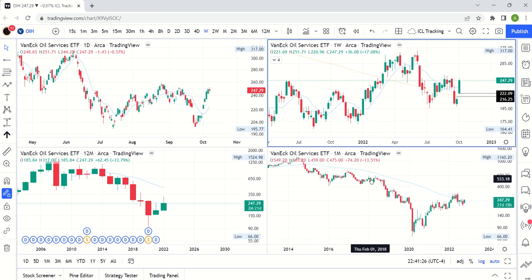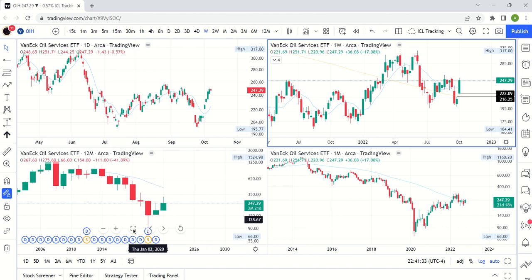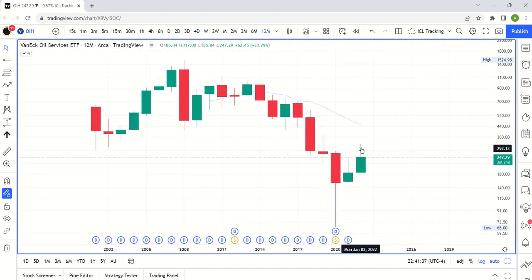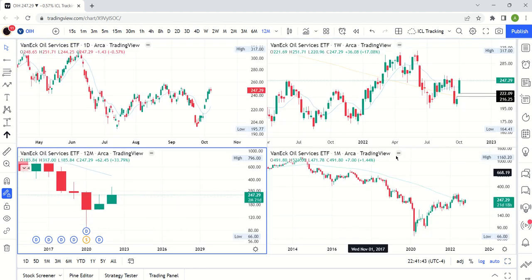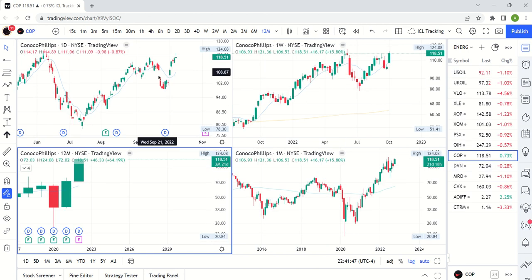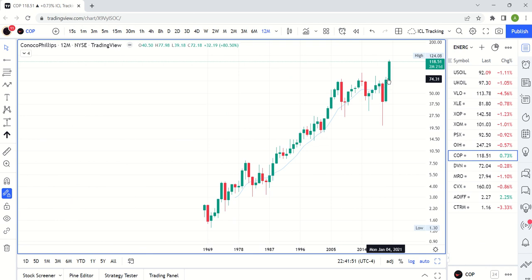And again, we're really early in the month, so we could see a move up and then a big pullback down. But if we look at the yearly chart, oof, look at that. So we pulled back, but it still looks like we're holding this yearly big breakout. COP, ConocoPhillips. Let's look at the yearly chart. Ooh, look at that. Let's just go back and look at some of these yearly charts actually.